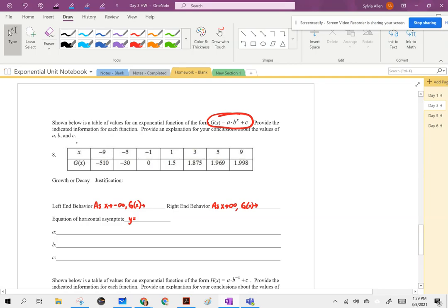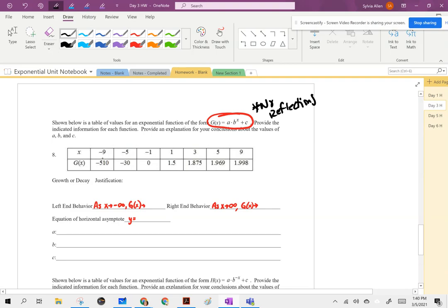All right, so shown below is a table of values for an exponential function in the form of a times b to the x plus c. Pay attention, there are no reflections in this form. All right. Provide the indicated information for each function. Provide an explanation for your conclusions about A, B, and C.